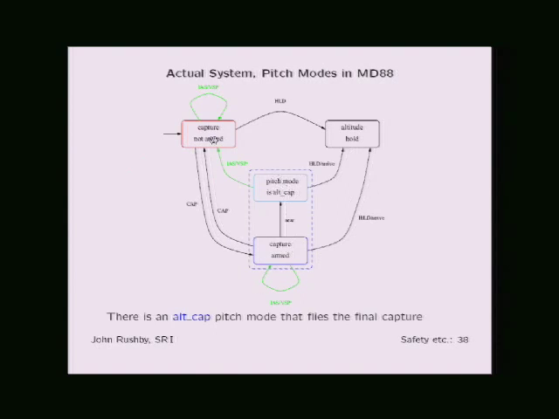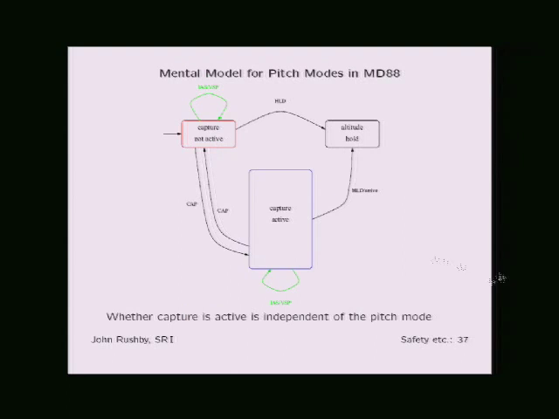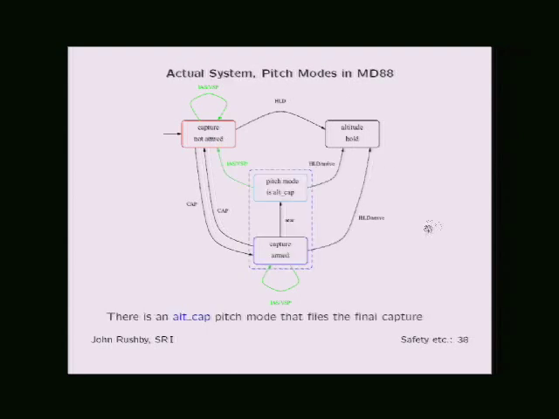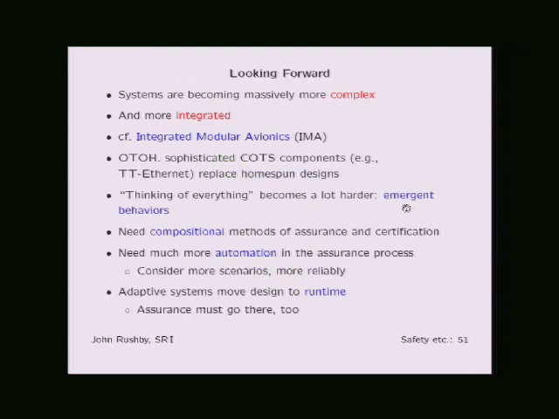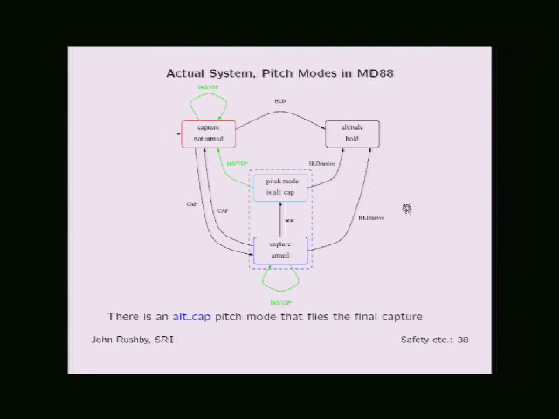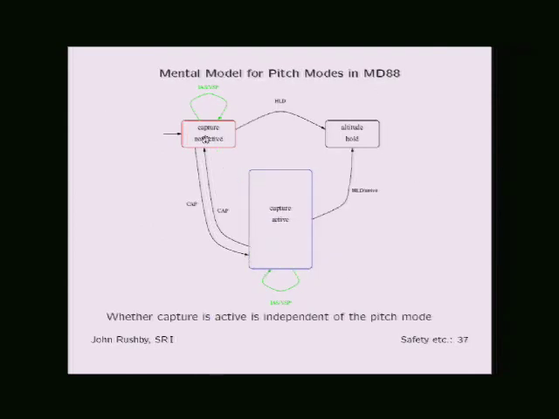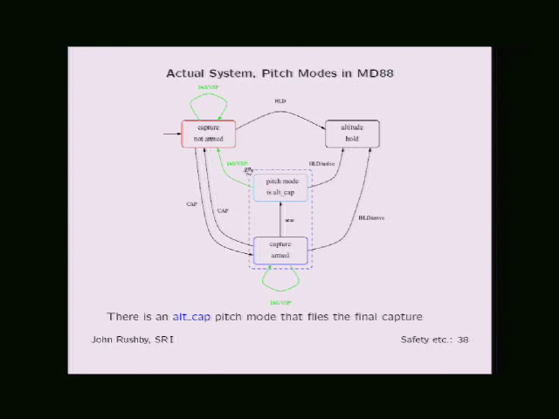Okay, so now if we compare these two state machines, what we can see is that there is a behavior in the actual system, namely this transition, which doesn't show up in the mental model, right? So here, from this altitude capture mode, if I provide input, either if I change the airspeed or the vertical speed, it goes back to this mode.